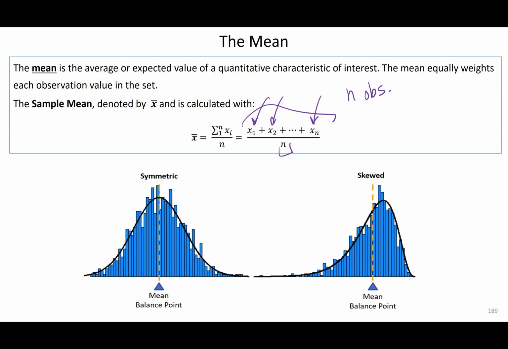Things to note: if I have a symmetric distribution, the mean's going to be smack in the middle. But if I have a skewed distribution, the mean will be pulled towards the long tail. So if this were like the peak, the mean would be pulled towards that tail. The mean is absolutely influenced by having extreme values on either end. Absolutely.